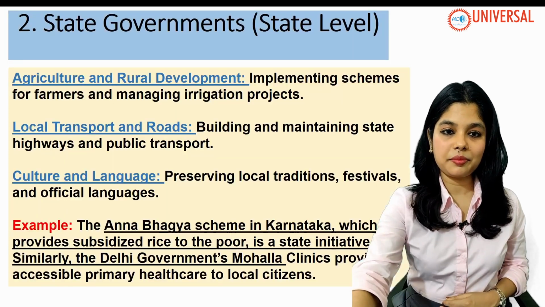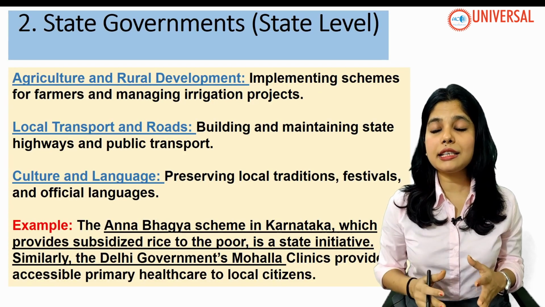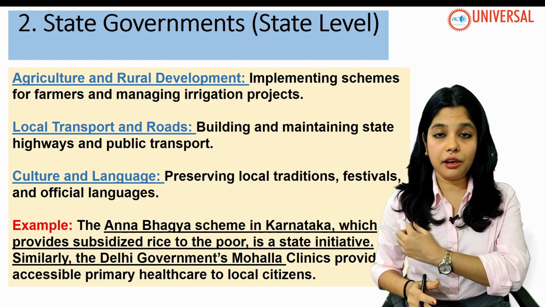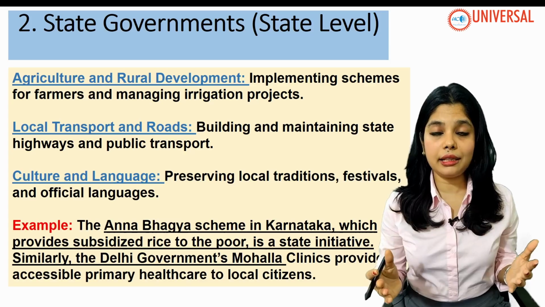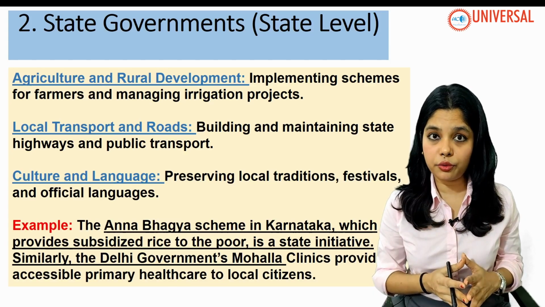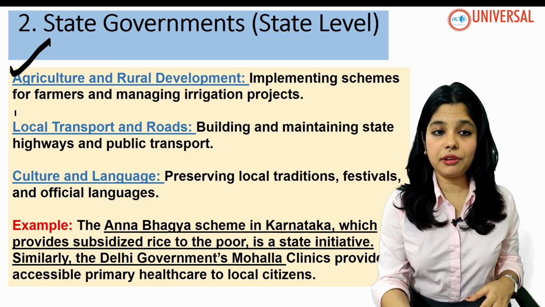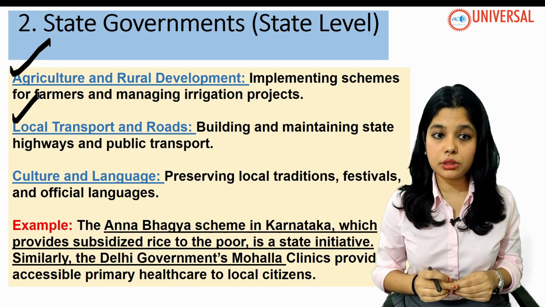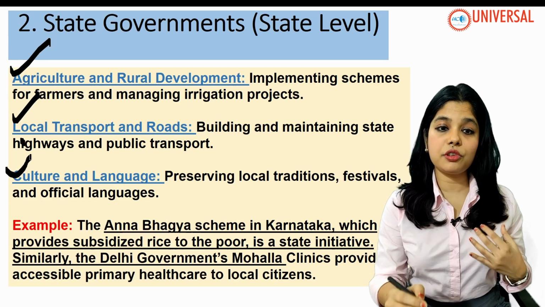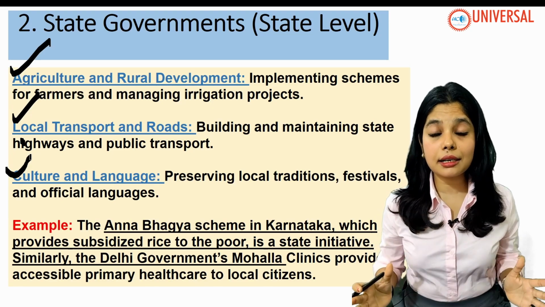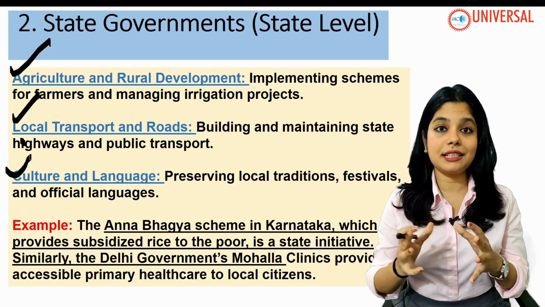Understood? So going forward, state government. First we have seen law and order. Then we have seen infrastructure like education and health. These all being taken care of whom? By the state government. Now we have agriculture and rural development, local transport and roads, and culture and language is also being preserved, respected and encouraged under state government.